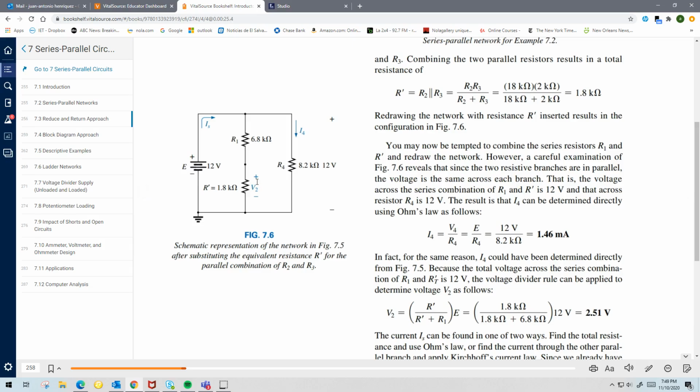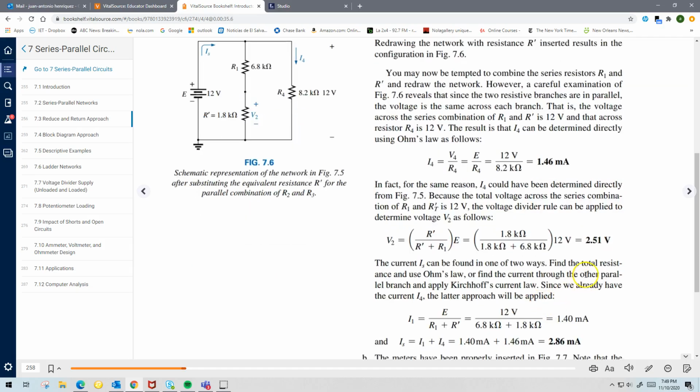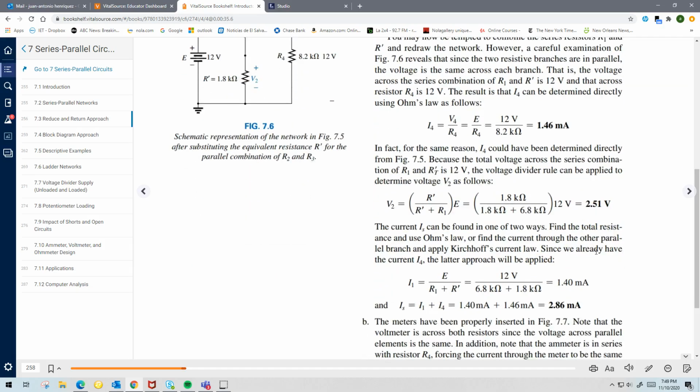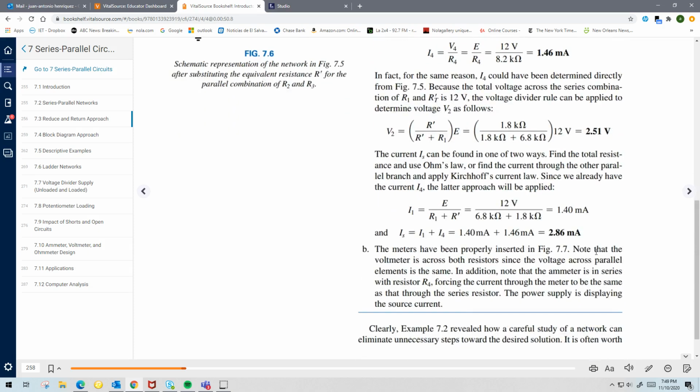So if I use voltage division, again, it's critical that you know how to use these rules, okay? The voltage division and current division rules. So voltage division tells me that this voltage V2 will be equal to this resistance, the adjacent one, over the sum of the two resistors times the voltage that splits, which is 12 volts, right? So it's this resistance over the sum times the voltage between the two, and that will give me 2.51 volts.